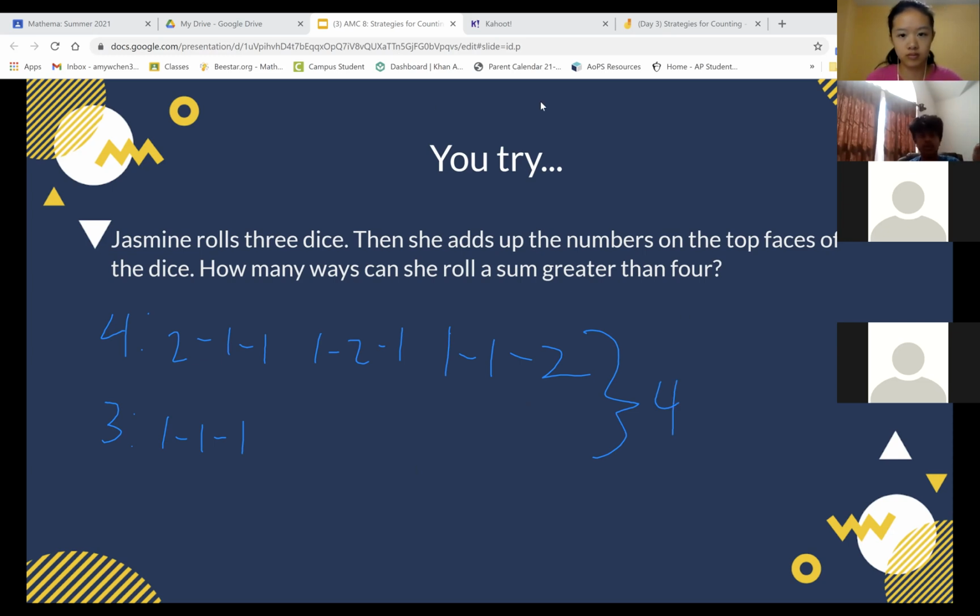How many total ways can we roll 3 dice? Well, 6 times 6 times 6, right? So 216 ways. So using complementary counting, we get 216 minus 4, or 212 ways.